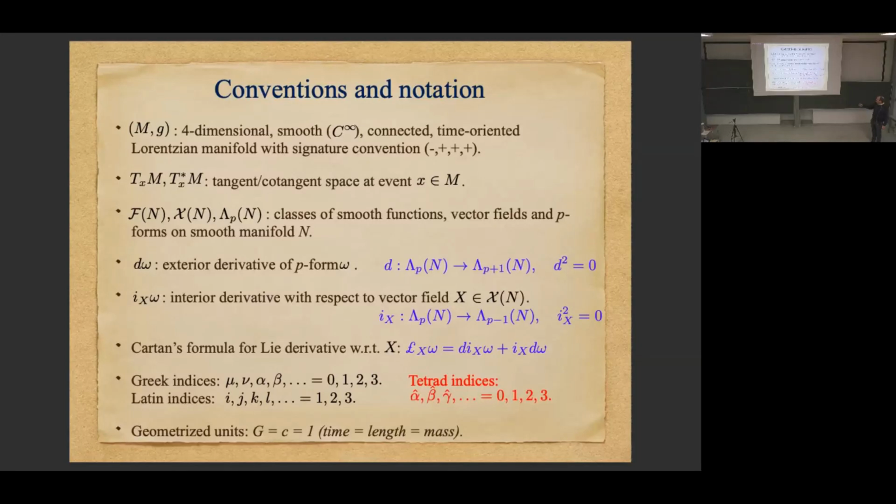Okay, and this is something very, very handy, especially for the Hamiltonian formalism, as we're going to see now. So Greek indices are going to be space-time indices from 0 to 3. Latin indices are going to be space indices, and sometimes I'm going to use tetrad indices. They will be indicated with a hat. Now we're going to work in geometrized units where the gravitation constant and the speed of light are 1. So time is length and this mass are measured in the same units.